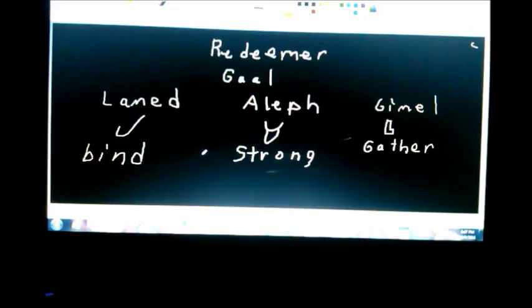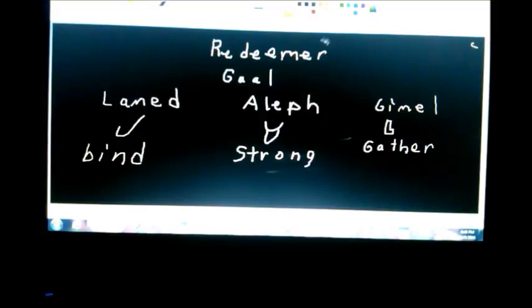And we see this in Galatians. Galatians chapter 4, 4 through 6 says, "But when the fullness of time came, God sent forth his Son, born of a woman, born under the law, so that he might redeem those who were under the law, that we might receive the adoption as sons." So you can see that God, Jesus, is our Redeemer.